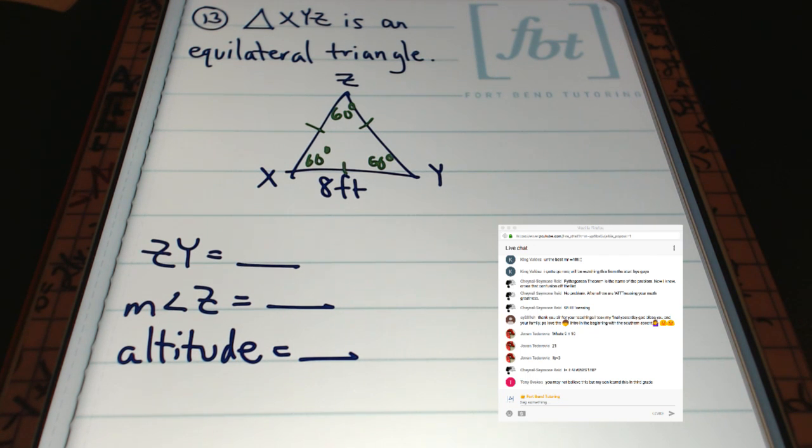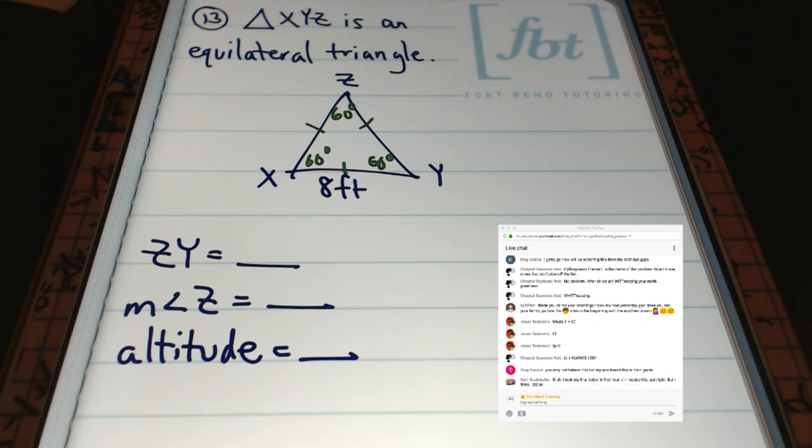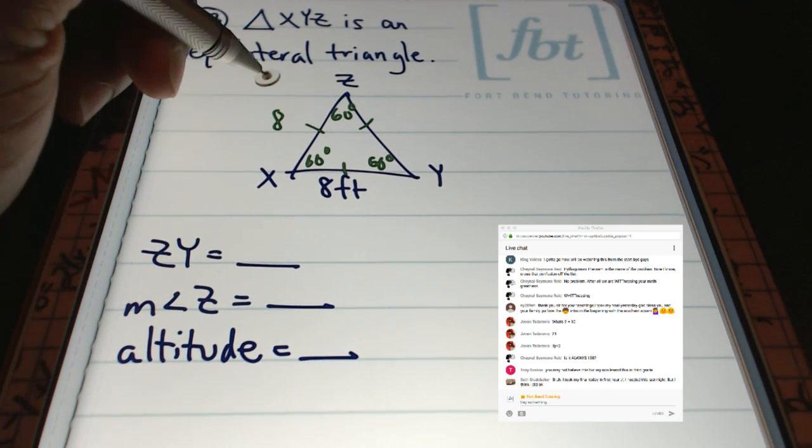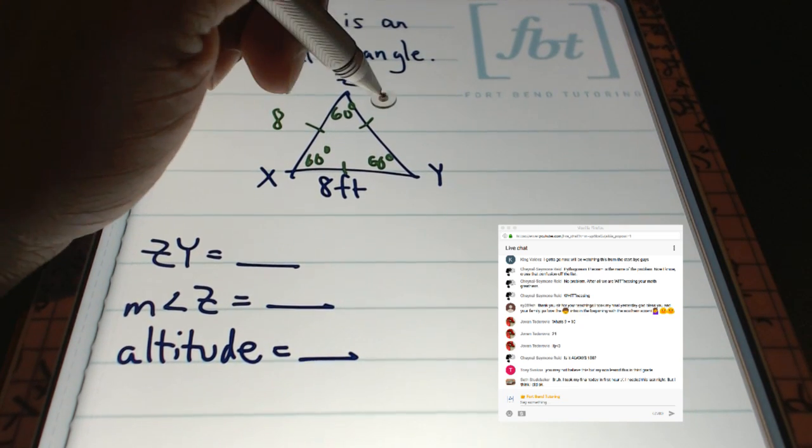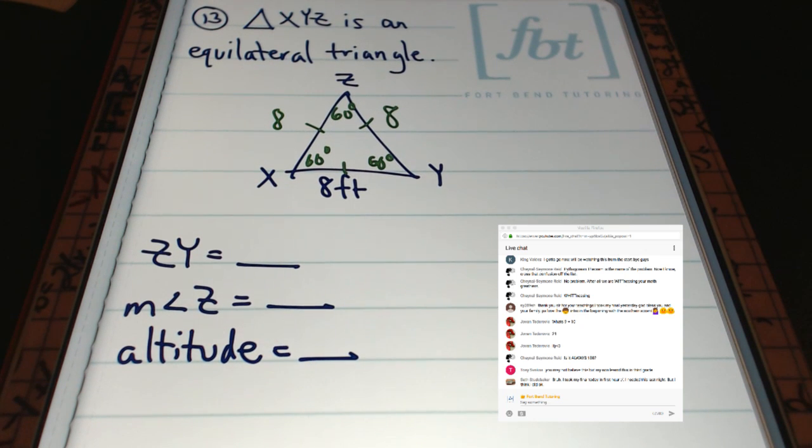In fact, guys, because all the side lengths are the same, because all the side lengths are congruent, because all the side lengths have the exact measurement, then that means that the side length XZ is 8 feet. The side length ZY is also 8 feet.